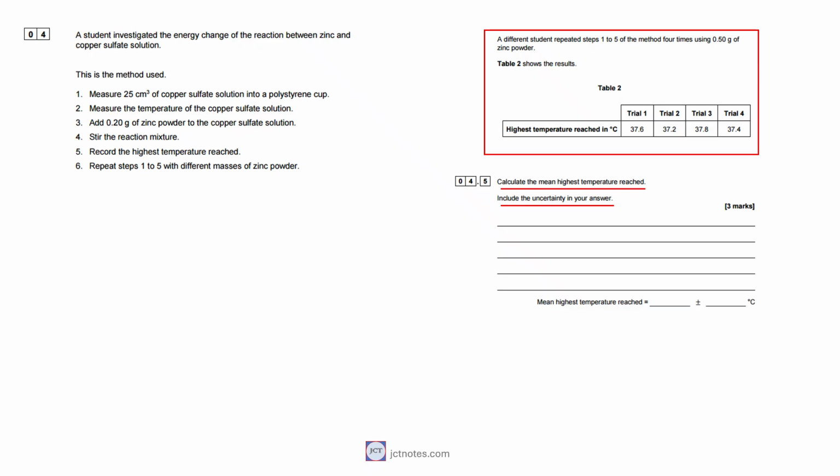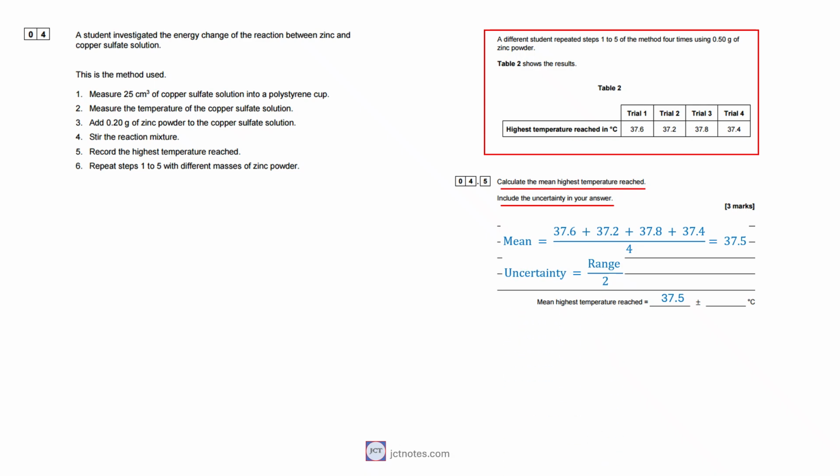To find the mean temperature for your first 2 marks, add the 4 values together, 37.6 plus 37.2 plus 37.8 plus 37.4. And divide the result by the number of trials, which is 4, to get a mean temperature of 37.5 degrees Celsius. For the third mark, we need to calculate the uncertainty.